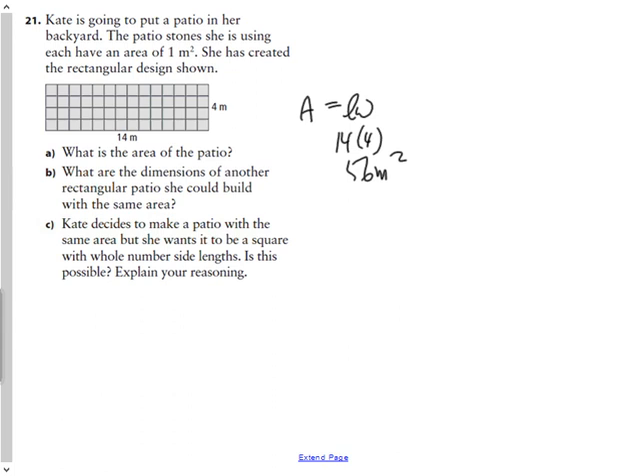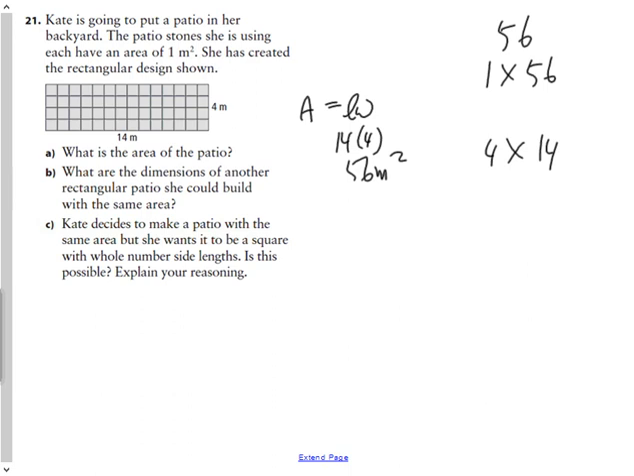What are the dimensions of another rectangular patio she could build with the same area? So what we're really asking is, what are the ways we can build it? We're looking for the factors, or ways we can multiply to get 56. One of those ways is 4 times 14 to get 56. But another way she could do it is she could build a big, long 1 meter by 56 meter patio.